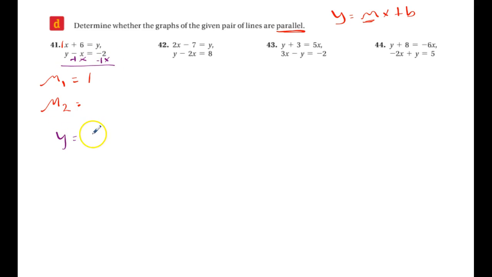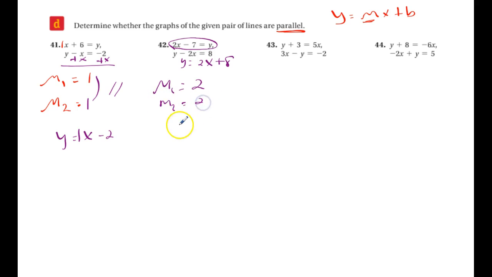So y is equal to, I'm adding x, so this would be an x minus 2, and it looks like the number in front is, so if they are the same, then they are parallel. Over here, again, I need this. This is already in the form y equals mx plus b. So it looks like the first slope is a 2, and I'm going to add 2x to both sides over here. So I can get it into y equals mx plus b, and so the second slope is also 2, and so I would say they're parallel.